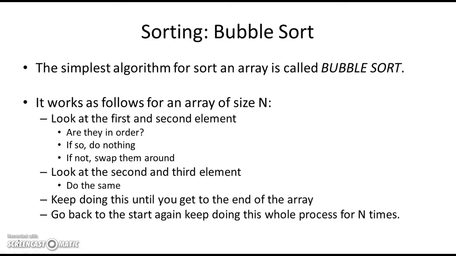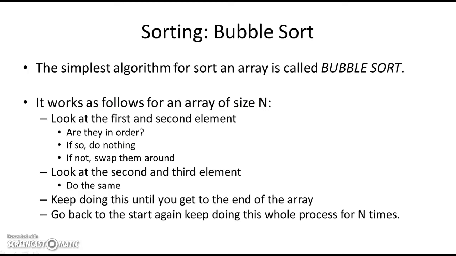Bubble sort works as follows. For an array of size n, we look at the first two elements and check if the first element is bigger than the second. If the first element is bigger than the second, we swap them. If it's not, we don't do anything.